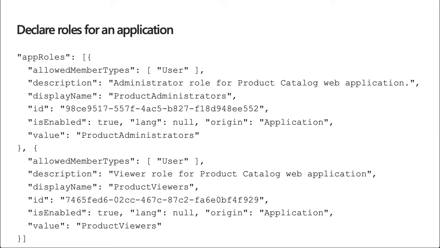For example, the following JSON defines two new roles, product administrators and product viewers. Now note the display name property for each of these cannot contain any spaces. It must be all one word.